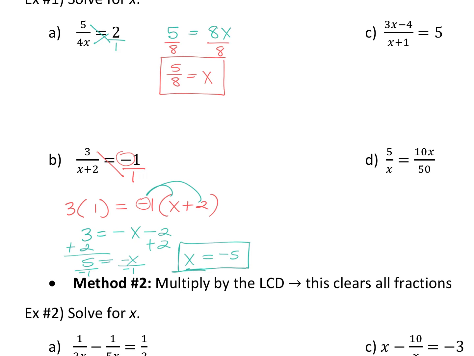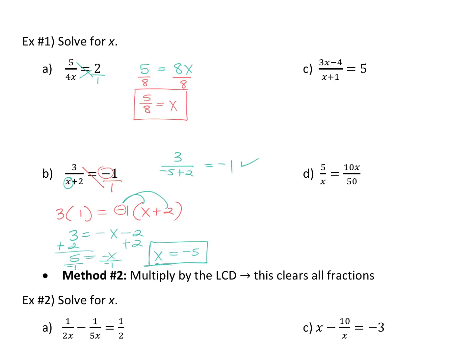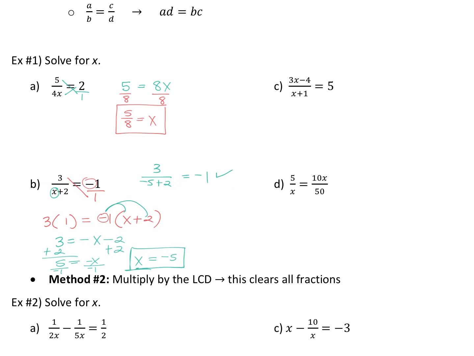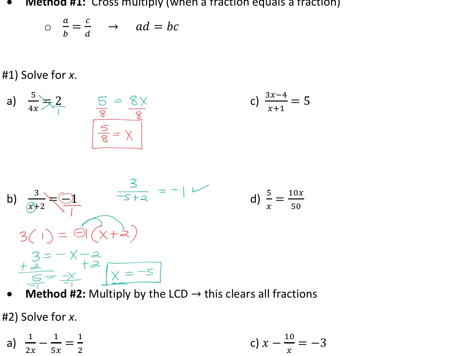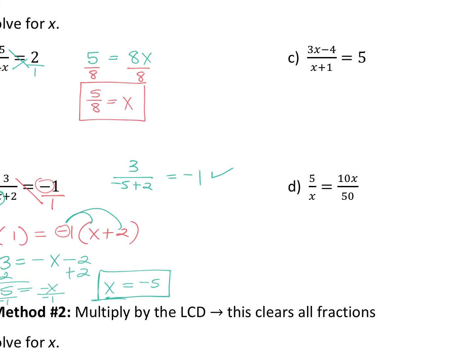Okay. What's a good way to check your answer on these? Plug it back in. If you just plug a -5 in here, 3 over -5 plus 2 should equal -1. 3 over -3 does equal -1. So you can always check these. Whenever it's an equation, you can check it. All right, you do letter C. Give that a go. See what you get.